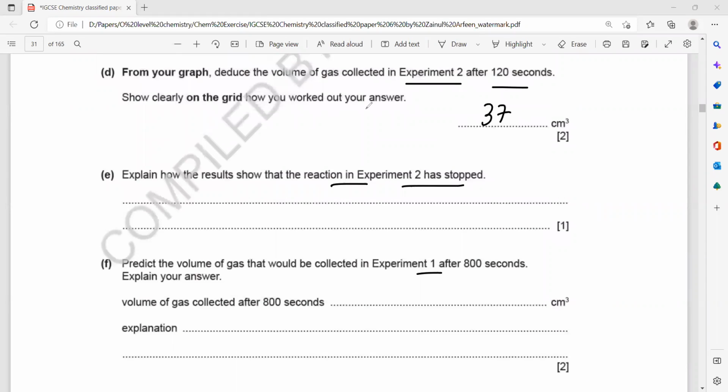For experiment 1 and 2, we use the same amount of reactant. If in experiment 2 the total volume was 40, what will it be in experiment 1? It will be 40. Why 40? Because we use the same amount of reactant and after 800 seconds, the reaction definitely will stop. So we'll get the same amount of gas which we collected in experiment 2. What is the explanation or reason for that? Because the same amount of reactant was used in both experiments.